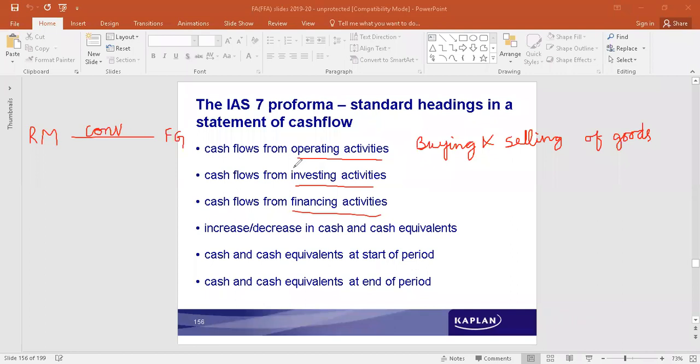Debts can be raised from outsiders, maybe by issue of debentures, bonds, or loans can be raised from banks, financial institutions. These are all sources of finance. As against these sources of finance, the business has to pay a return on the capital. On the share capital, dividends are paid, but interest on loan is not part of the financing activity.